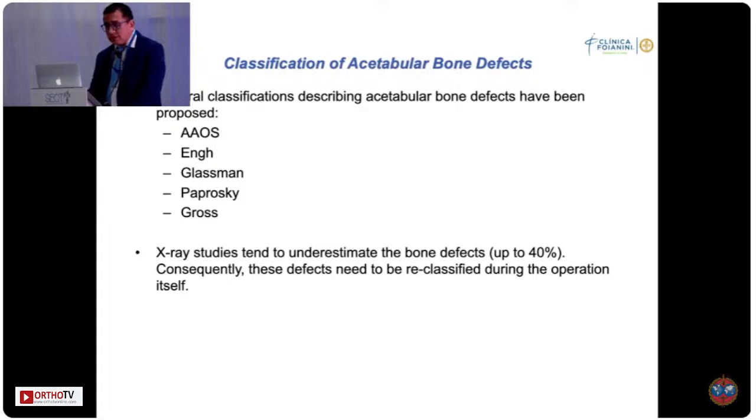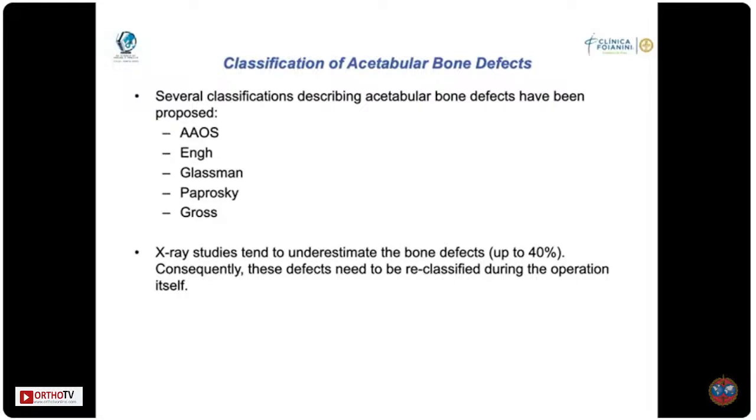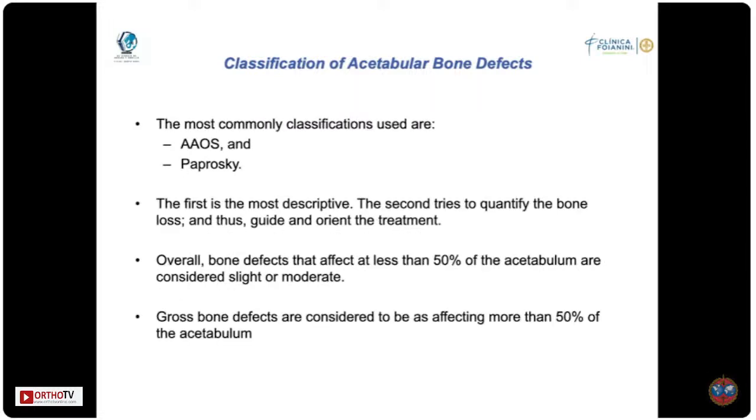Several classifications describing acetabular bone defects have been proposed: EOS, Engh, Gustilo, Paprosky, Gross. Radiographs may underestimate bone defects by up to 40%, consequently these defects need to be reclassified during the operation. The most commonly used classifications are AAOS and Paprosky. The first is the most descriptive. The second tries to quantify the bone loss and thus orient the treatment.